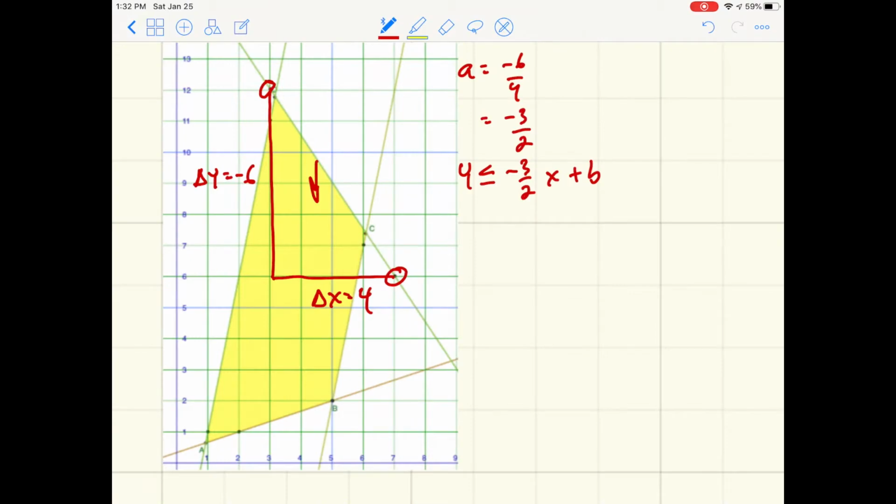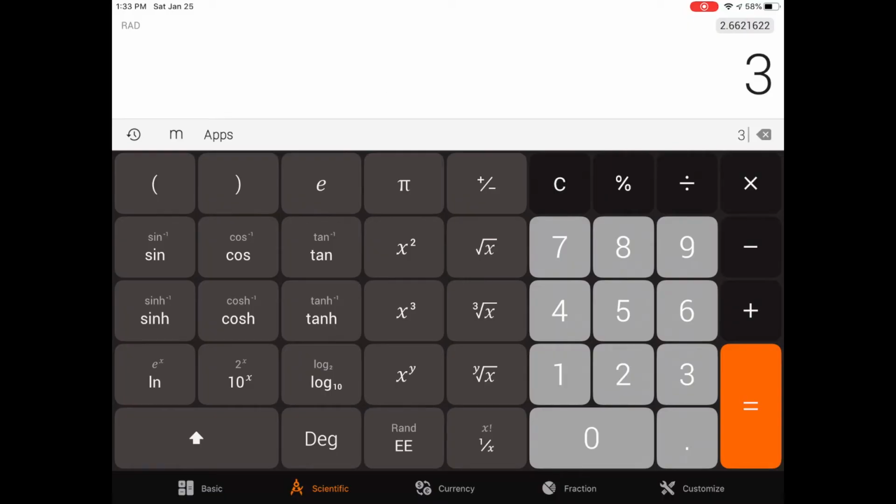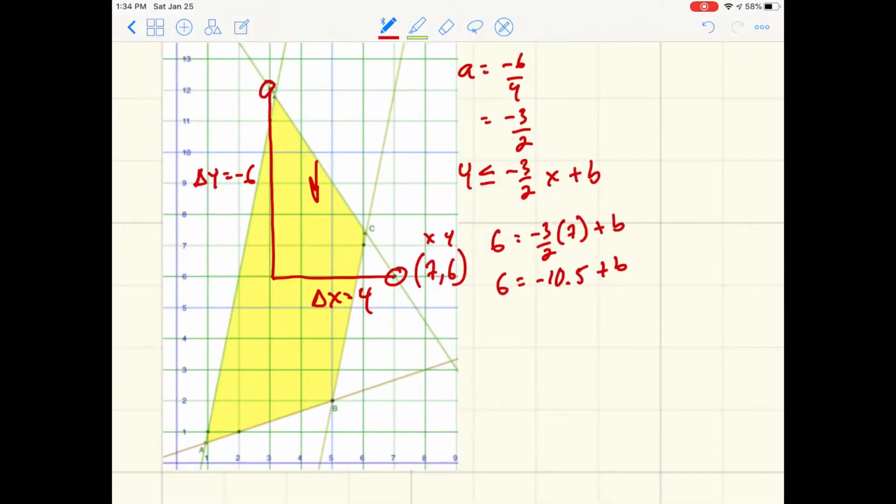So I'm going to take one of the 2 points, like 7 and 6. The x value is 7, the y value is 6, so we have 6. And I'm going to use equal to, because it's easier, negative 3 over 2 times 7 plus b. 6 is equal to negative 3 over 2 times 7, which is negative 10.5. If I add 10.5 to both sides, we get 16.5 is equal to b. So y is less than or equal to negative 3 over 2x plus 16.5.